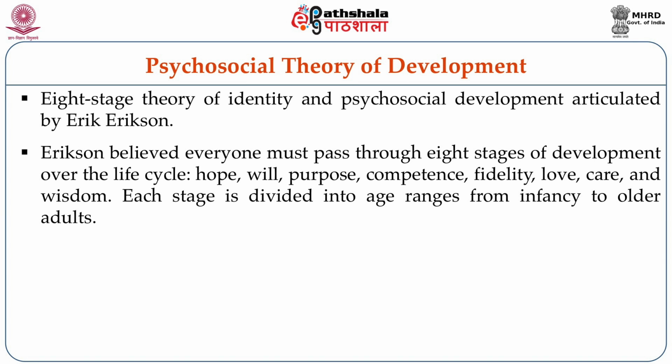Coming to the psychosocial theory of development, it needs to be stated that this theory is an 8-stage theory of identity and psychosocial development articulated by Erik Erikson. Erikson believed that everyone must pass through 8 stages of development over one's life cycle, namely hope, will, purpose, competence, fidelity, love, care, and wisdom. Each stage is divided into age range beginning from infancy to older adults. From infancy to being an older adult, one goes through these 8 stages of development.